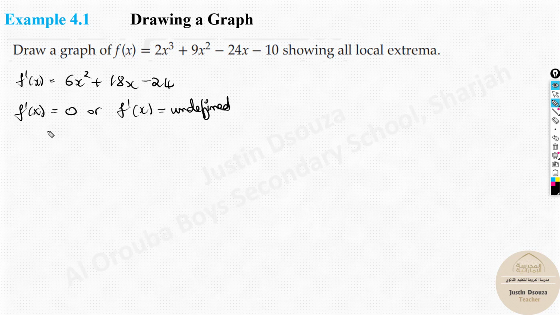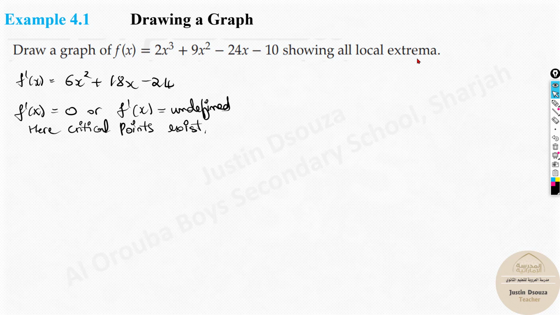This is the condition: critical points exist. Critical points doesn't mean it's a maximum or minimum point, absolute or local. They just give you some importance. There might be a maximum or minimum, or maybe just a false alarm. It's like that.